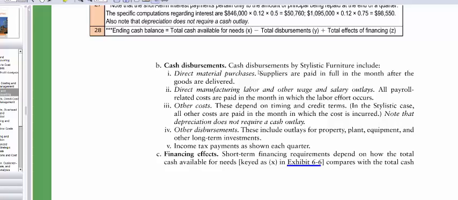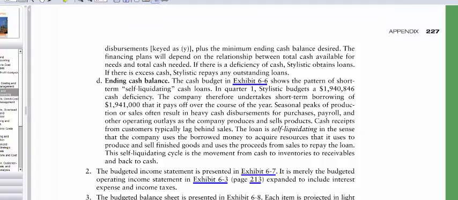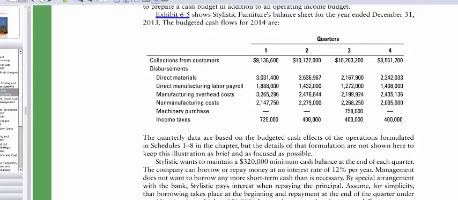All right, so in our particular example here, I want to say we have got a minimum balance requirement. Let me see if I can find it in my notes. They have definitely got a minimum that they want to keep. I can assure you that they definitely do want to maintain adequate cash. Okay, I found it here on page 224. They want to maintain a $320,000 minimum cash balance at the end of each quarter.